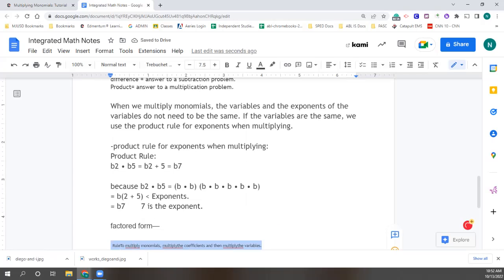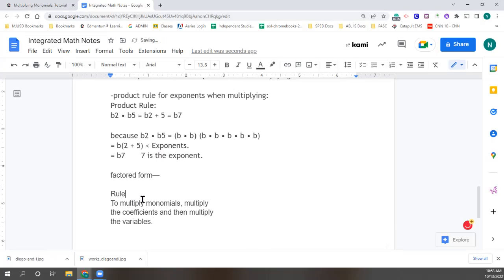Okay. I'm going to undo that. Paste without formatting. Okay, so rule. To multiply monomials, multiply the coefficients. Remember, that's the number. And then multiply the variables. That's the letter. All right.